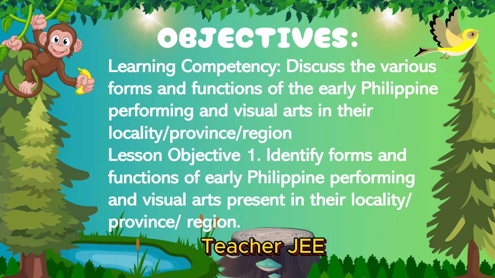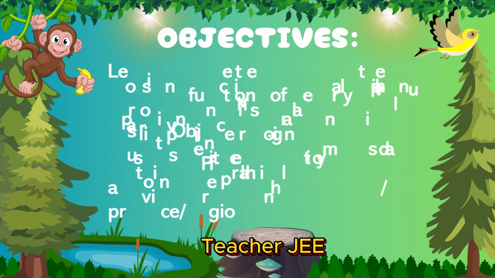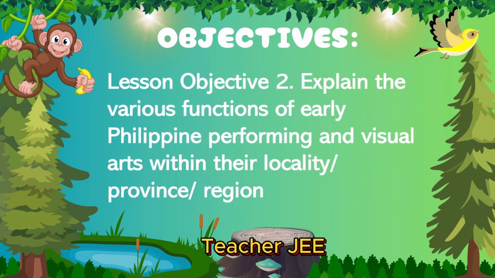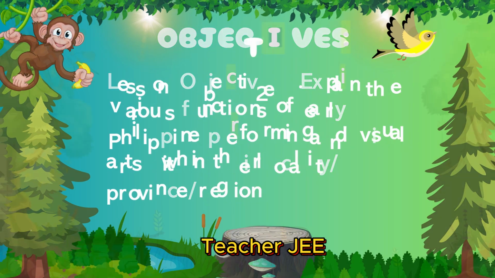Objectives: Learning competency. Discuss the various forms and functions of the early Philippine performing and visual arts in their locality, province, region. Lesson Objective 1. Identify forms and functions of early Philippine performing and visual arts present in their locality, province, and region. Lesson Objective 2. Explain the various functions of early Philippine performing and visual arts within the locality, province, and region.